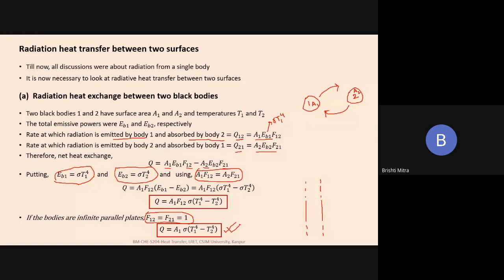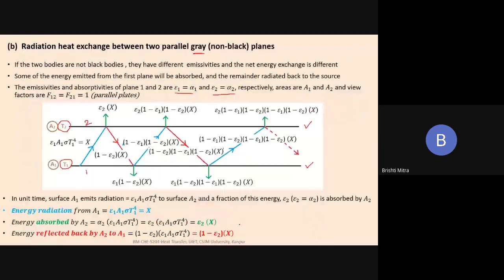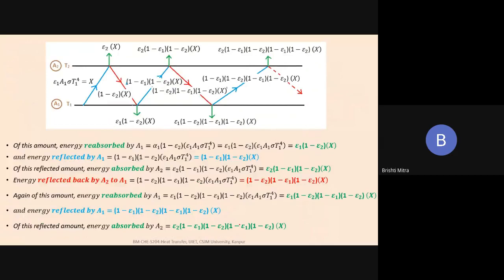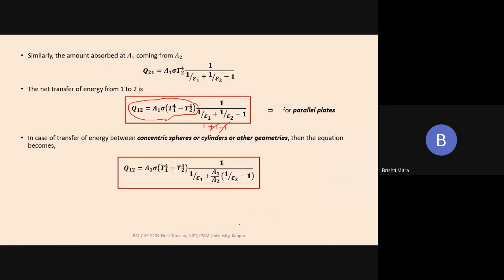But since in this case I'm considering two parallel plates which are non-black bodies, we have these epsilon terms coming inside. So it is not just A1 sigma T1 to the power 4 minus T2 to the power 4, but the epsilon terms become important. And since there are two different surfaces, their epsilon values may or may not be the same. Now suppose these are the two parallel plates which are non-black.